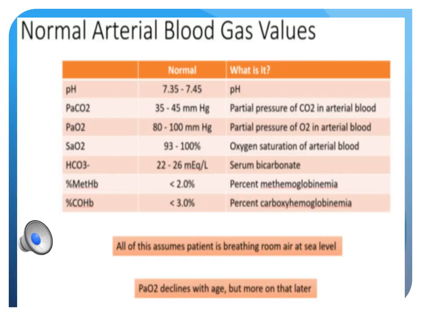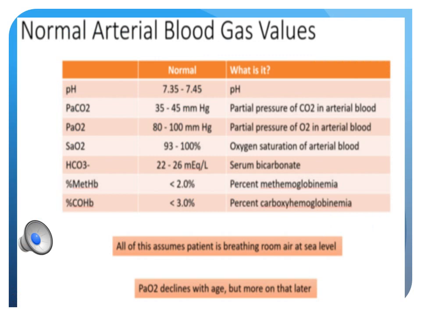Before getting into ABGs and the buffer systems, we need to know what is normal. So what is the normal pH in the body? Normal pH is 7.35 to 7.45. What is normal PaCO2, the partial pressure of carbon dioxide in the body? That is between 35 to 45 mmHg.